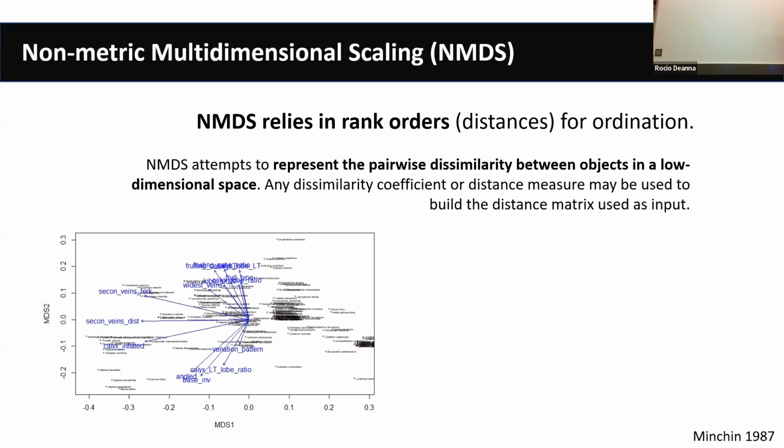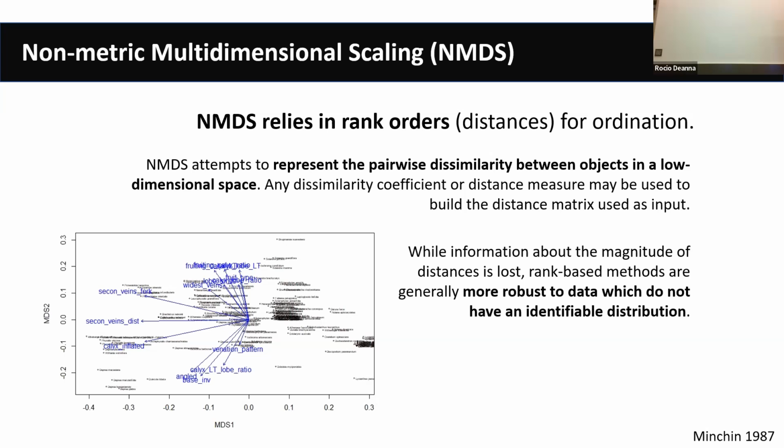And the same as the PCA, NMDS attempts to represent the pairwise dissimilarity between the objects in a low-dimensional space. So it's the same, trying to simplify the way that we see our data. But in a way that is different to the PCA, any dissimilarity coefficient or distance measure can be used to build the matrix of dissimilarities. We don't use Euclidean distance. We can use any other according to the data that we have.